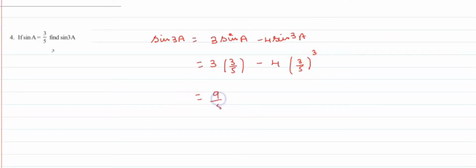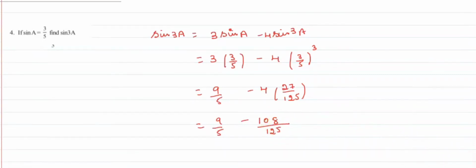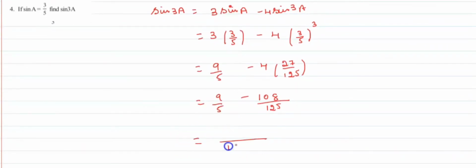3 3s is 9 by 5, minus 4 into 3 cube is 27 by 5 cube is 125. So 9 by 5, and this is 27 into 4, which is 108 by 125. The LCM of 5 and 125 will be 125. So this you are multiplying by 25 and this by 1. So this is 225 minus 108, which is 117 over 125. Next question.